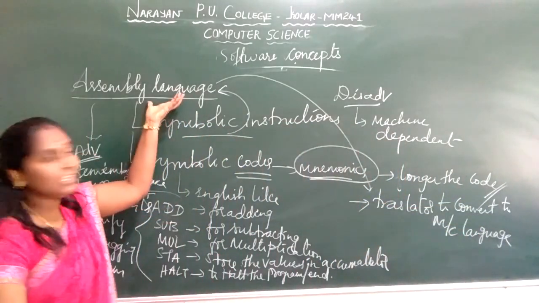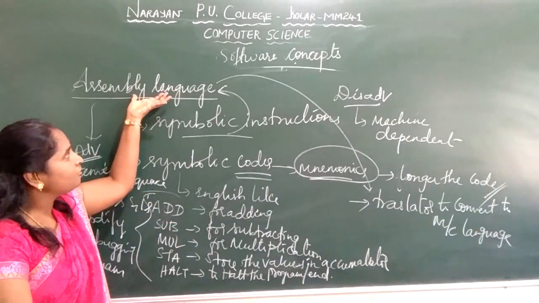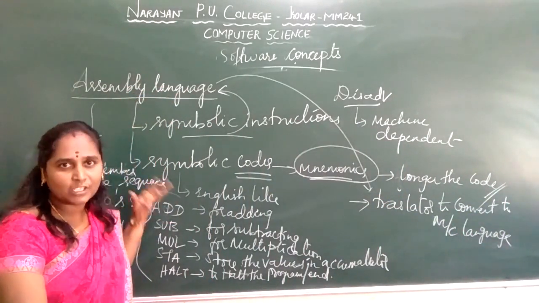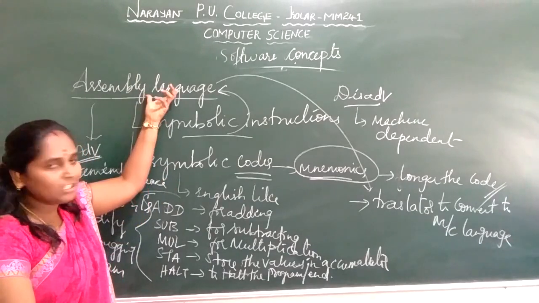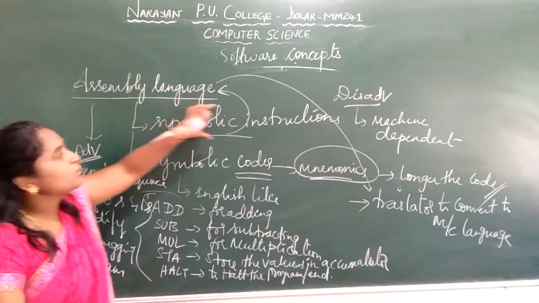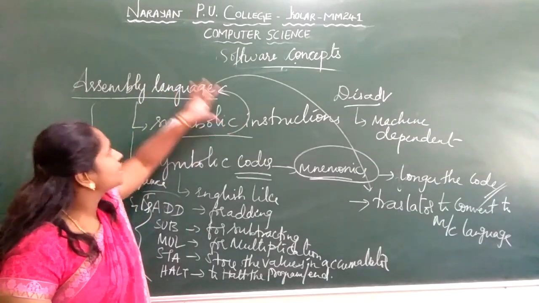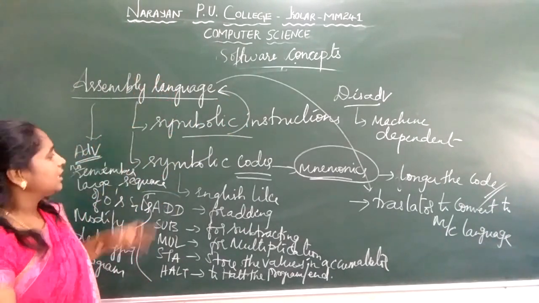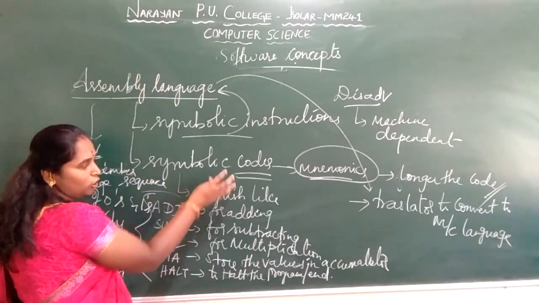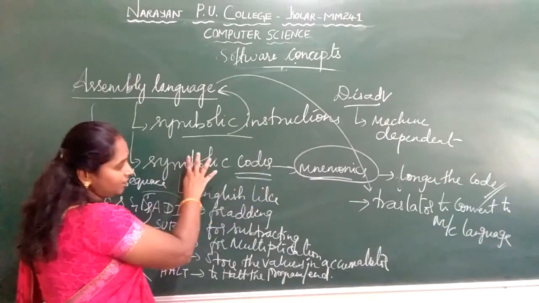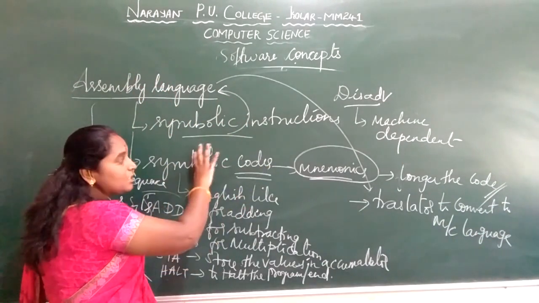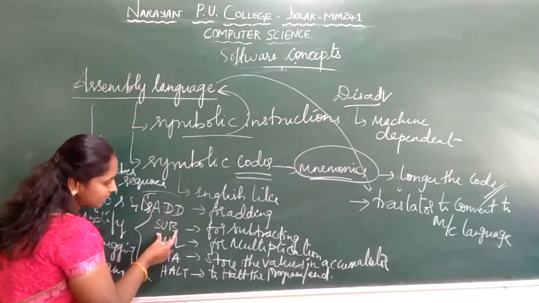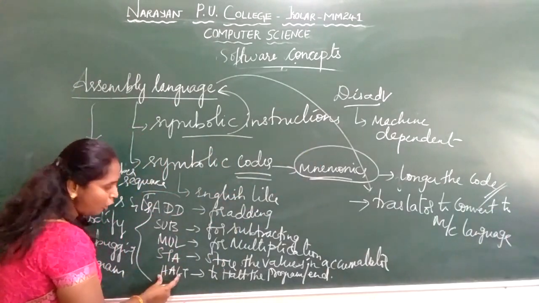So what is this assembly level language? Once again I say, assembly level language. In order to overcome the difficulties faced in machine level language, you go on to assembly level language. Here you use symbolic instructions, and such instructions we call assembly language. These symbolic instructions are used as symbolic codes to represent English-like statements. These symbolic codes are called mnemonics, like add, subtract, multiply, store, halt.